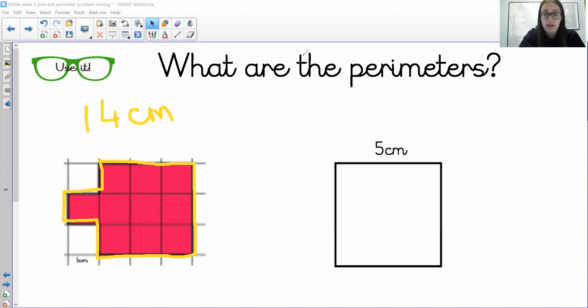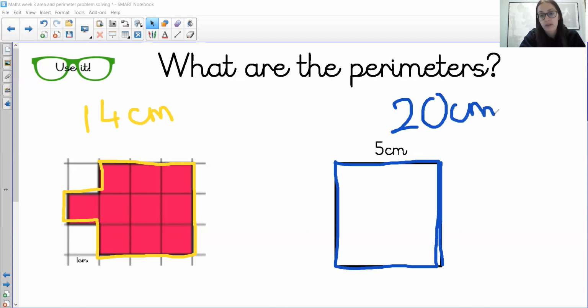This one over here then, oh, this one's only given me 1 measurement. Can we still work this out? Yes, because hopefully you can tell me that that is a square. So all the sides are the same. So if this one's 5 centimetres, this one here is also 5 centimetres. So we've gone 5, 10, 15, 20. The perimeter would be 20 centimetres. So you could do 5 add 5 add 5 add 5, or 5 times 4. Same way, either way, you get the answer of 20 centimetres.